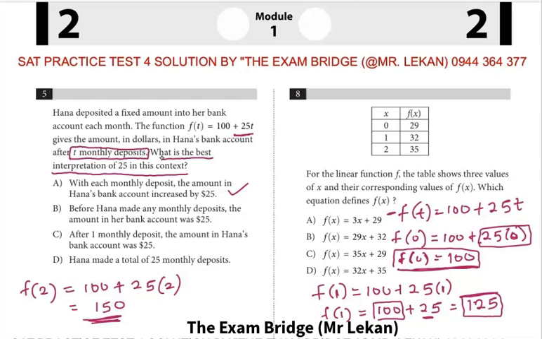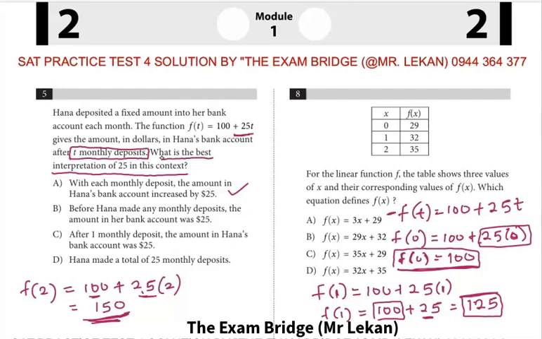Now, look at the second month, when t is 2. 2 multiplied by 25 is 50. So that is 50 plus 100 is 150. So the first one is correct. But let us consider others and see what is there.